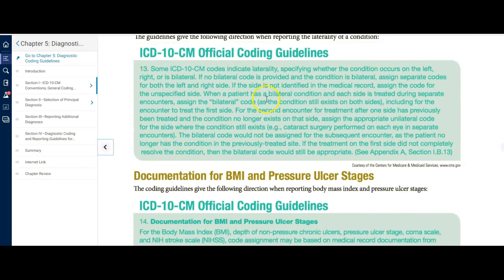Now when you're looking at that bilateral, here's exactly what you need to know. So some of the codes indicate laterality. So some of the codes may say left or right or bilateral. But if no bilateral code is provided and the condition that happened is bilateral, then you can assign separate codes for each side. If there's no bilateral code, you can do that. But if there is a bilateral code, you can't. You have to use that bilateral code.